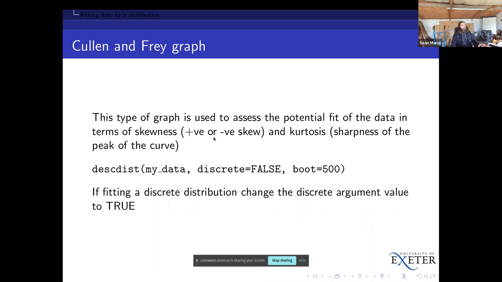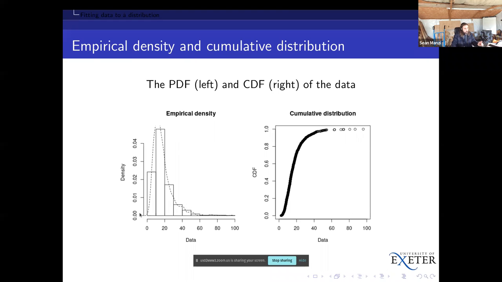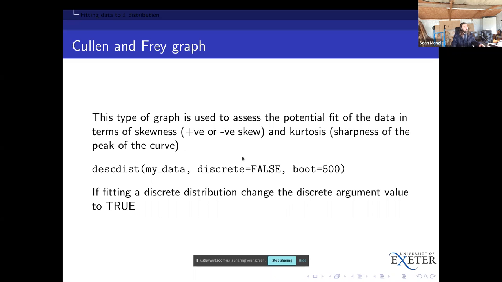Now, what we're going to do next is look and assess our data in terms of what distributions might fit in terms of skewness, so that's positive or negative skew of the data, and the kurtosis, which is the sharpness of the peak of the curve. So the sharpness of the peak of this curve here, the empirical density. And this is done using something called a Cullen and Frey graph. And we can create one of these graphs using this function here, descdist. And again, we pass in our data.